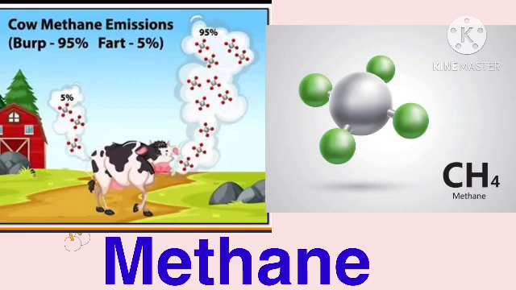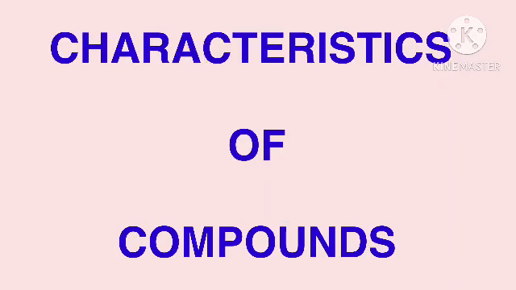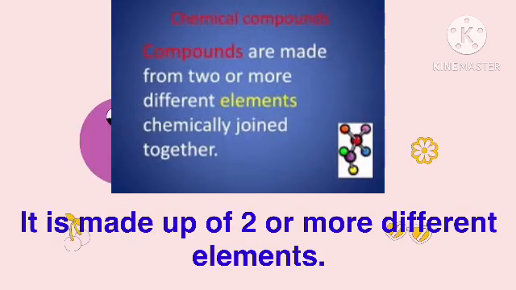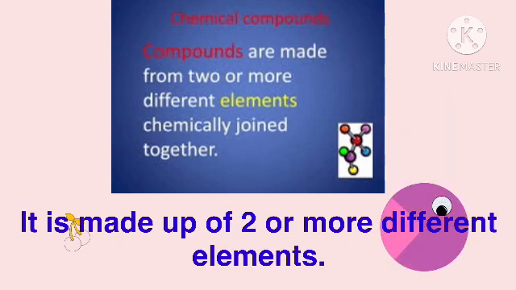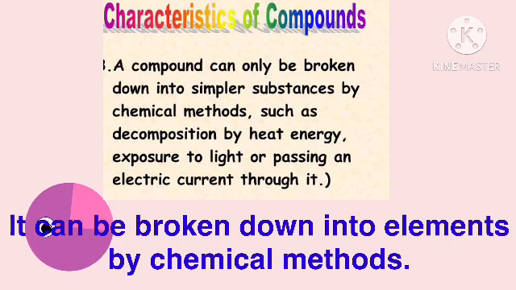Now we have different characteristics of compounds. The first that we'll be learning today is that a compound is made up of two or more different elements. Another characteristic of a compound is that it can be broken down into elements. Remember, elements cannot be broken down into any other smaller particle, but a compound can be broken down into elements.